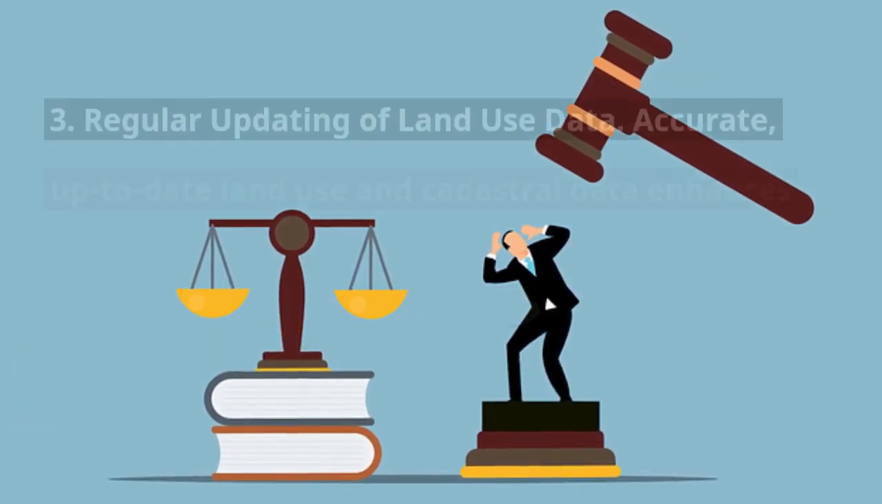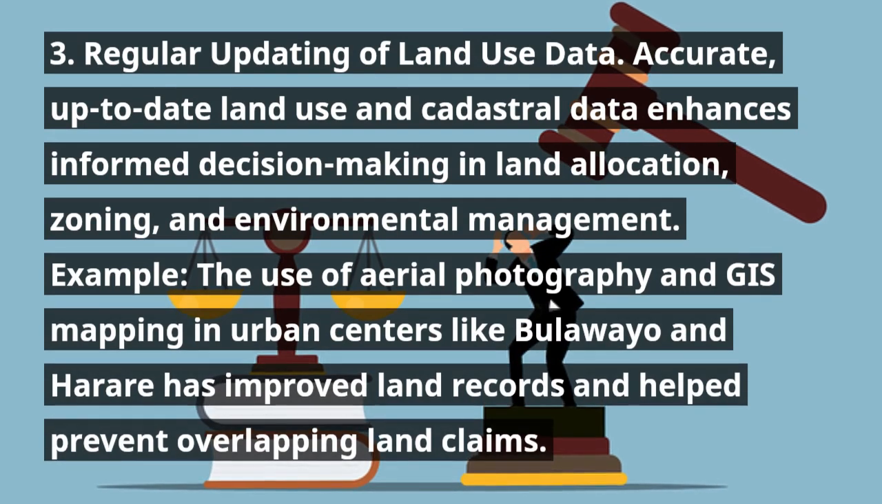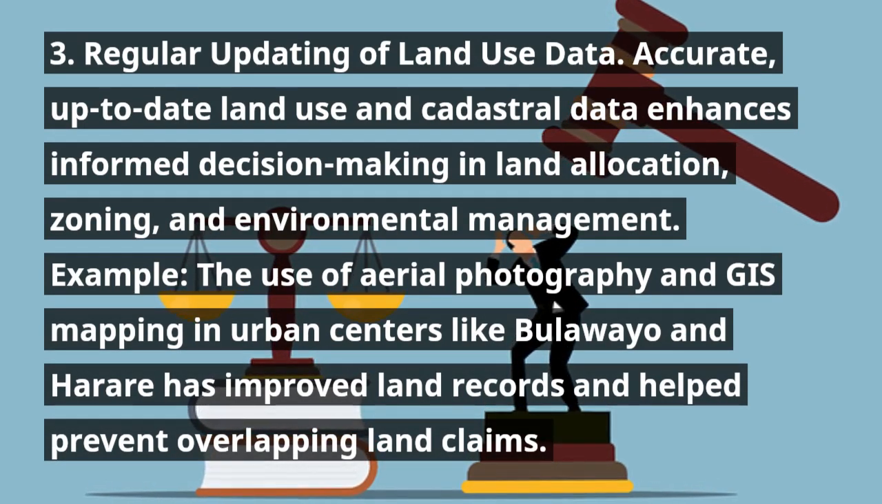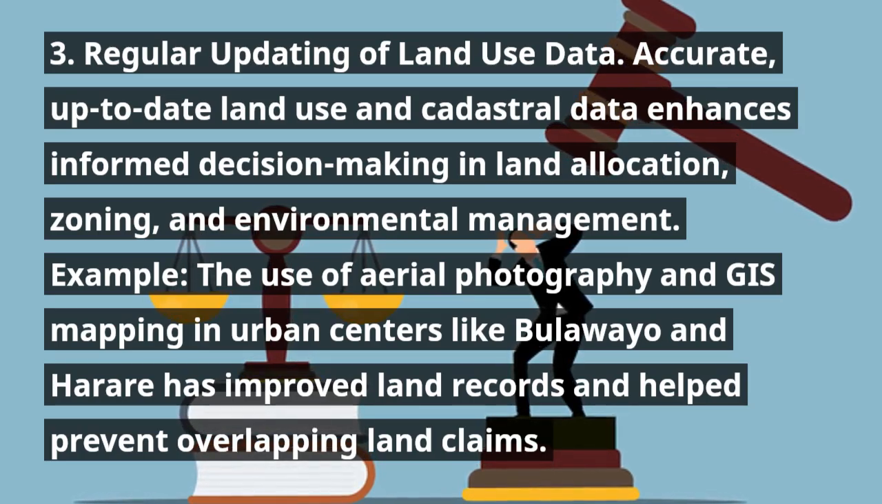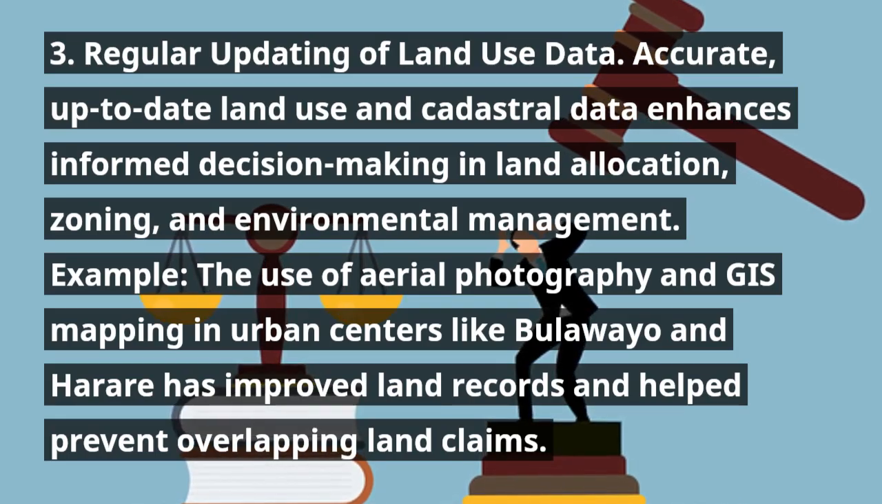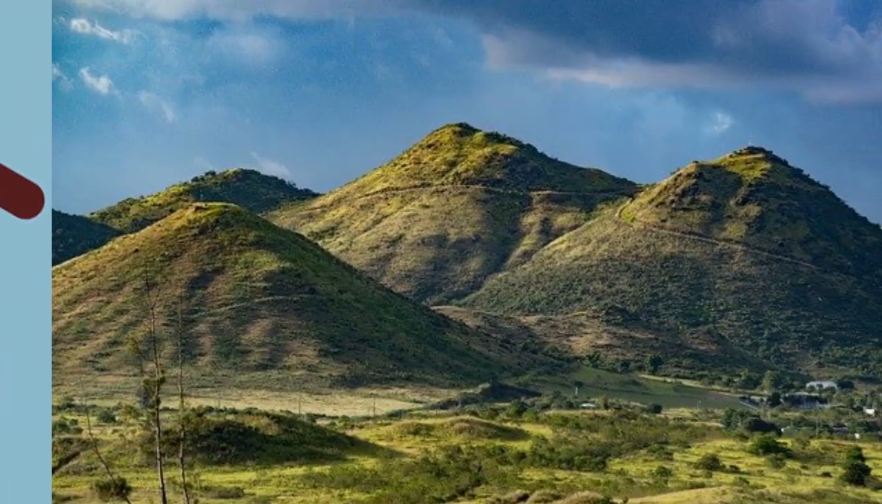3. Regular updating of land use data. Accurate, up-to-date land use and cadastral data enhances informed decision-making in land allocation, zoning, and environmental management. Example: the use of aerial photography and GIS mapping in urban centers like Bulawayo and Harare has improved land records and helped prevent overlapping land claims.